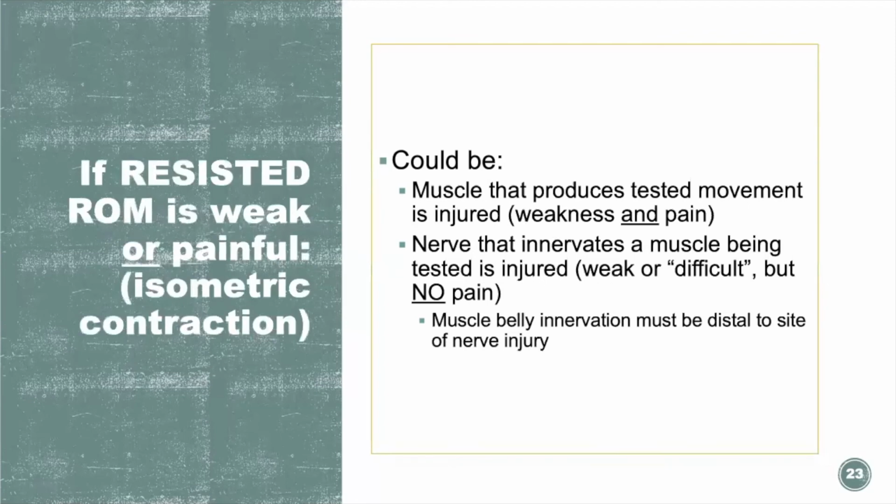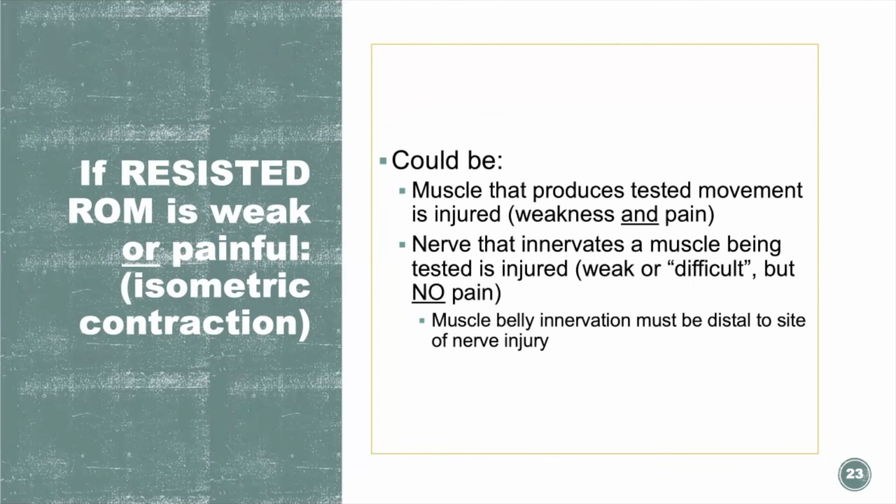Next, we have if our resisted range of motion is weak or painful, and we're going to find out which it is and how that applies. And remember, resisted is when we're doing this isometric contraction, when there isn't actually movement being produced, but just force is being produced. So it could be that the muscle that produces that movement is injured. And again, we would have weakness and pain both in that circumstance. It could be a nerve that is innervating that muscle that's being tested is injured, and it would present as being weak or difficult, but there would not be pain associated with it.